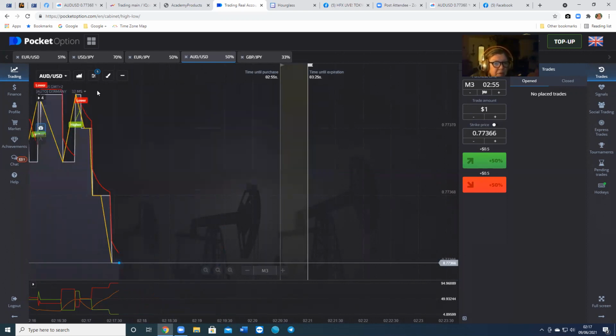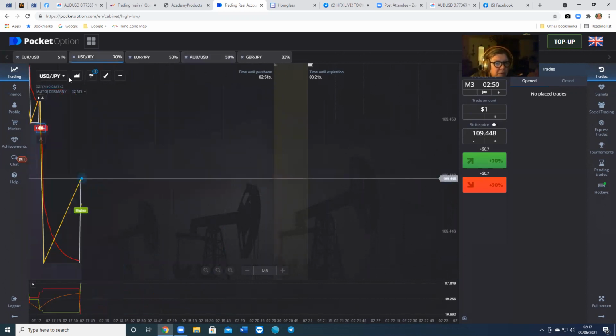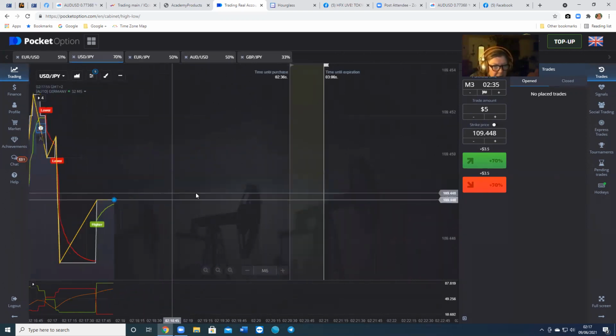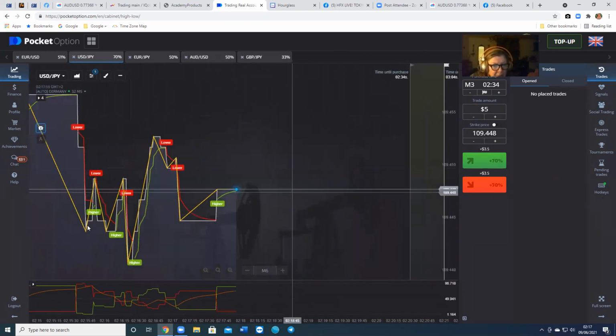I've got this little short. So there's UJ. I'm on 3 minutes now. Pocket Option only gives you fixed time. I've got $1 on there. So we're 1 and 0 because we count break evens as wins. So here we are at the moment.